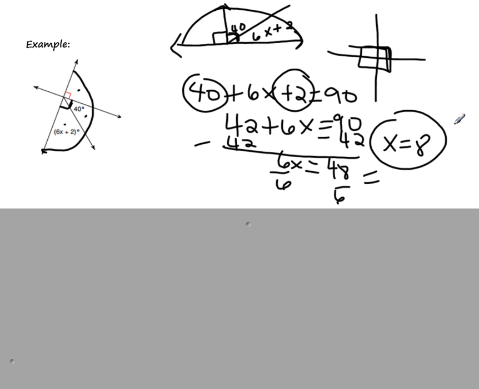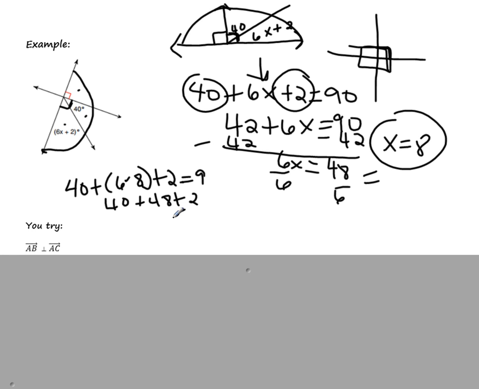And I'm just going to double check to make sure, when I plug x back in right here: 40 plus 6 times 8 plus 2 should equal 90. So 40 plus 48 plus 2, 48 plus 2 is 50, plus 40 is 90. So I'm good to go.